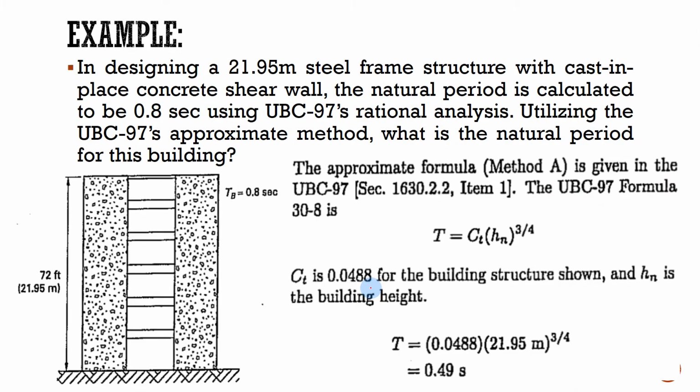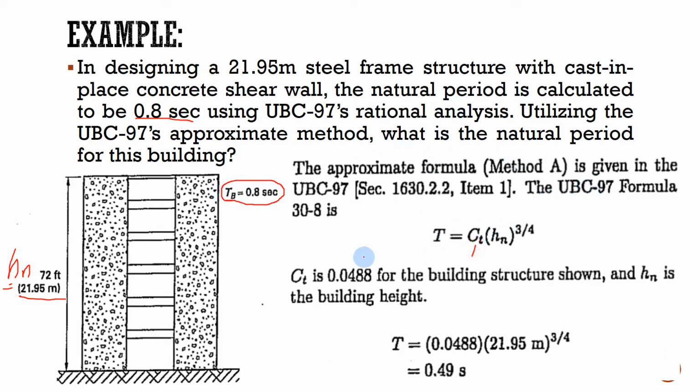Okay, so we have this simple example, guys, on how to solve building period. In designing a 21.95 meter steel frame structure with a cast in place concrete shear wall, the natural period is calculated to be 0.8 seconds using UBC 97's rational analysis, or method B. So 0.8 is what we got from method B. Utilizing the UBC 97's approximate method, or method A, what is the natural period for this building? We have this height here, guys, this is our HN. So TB is from method B, then from method A, this is what we solve.